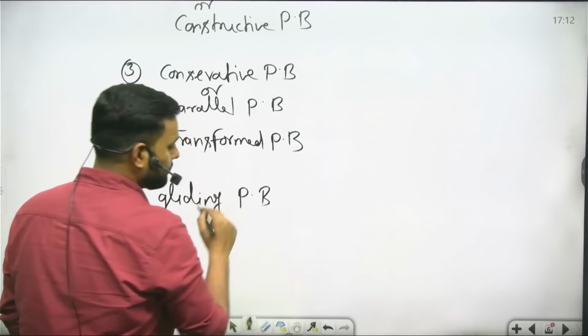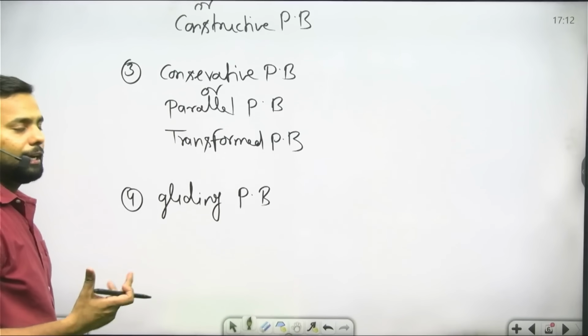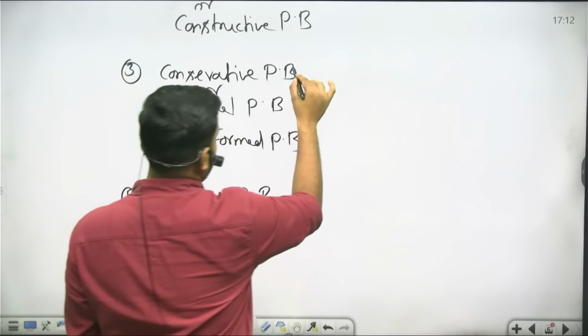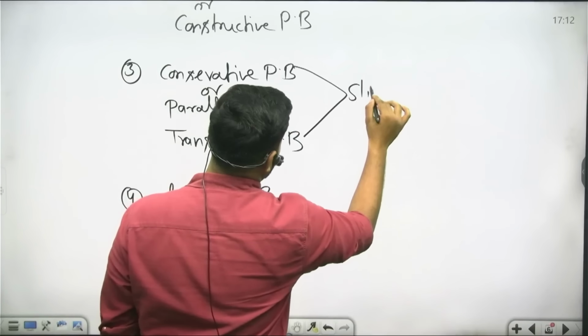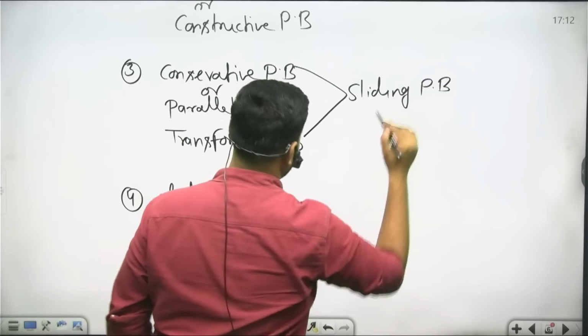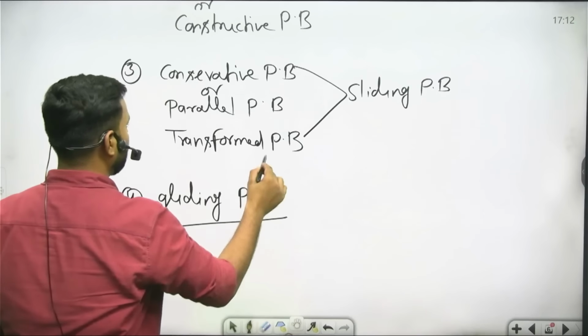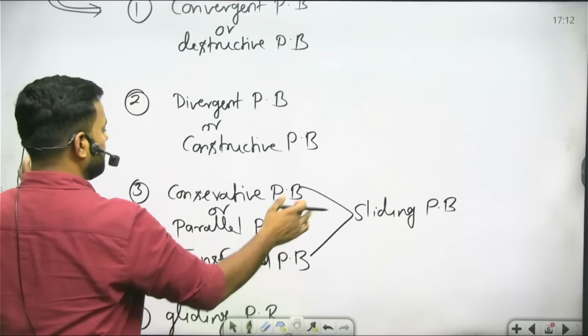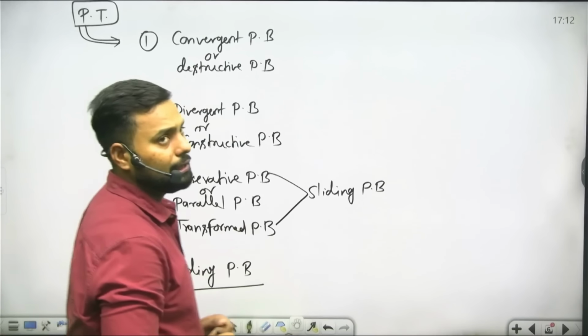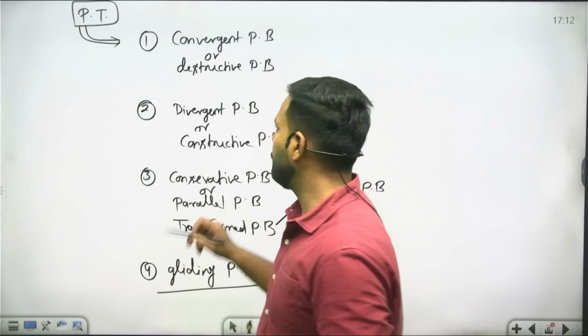ये आपको बुक्स में नहीं देखने को मिलेगा, which is a very rare and recent phenomenon, gliding plate boundary, and you can call it a sliding plate boundary. इसको आप क्या बोल सकते हो? Sliding plate boundary. Okay, these are the four types of interaction which are responsible for the shaking and the vibration of the earth. So one by one we are looking at each.